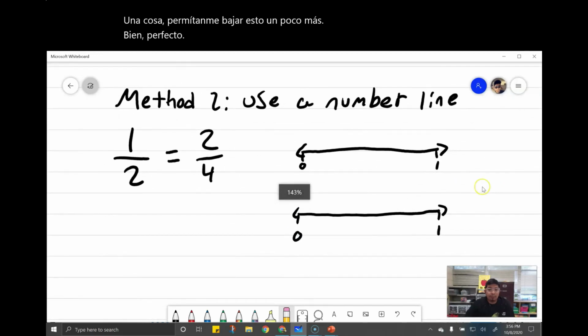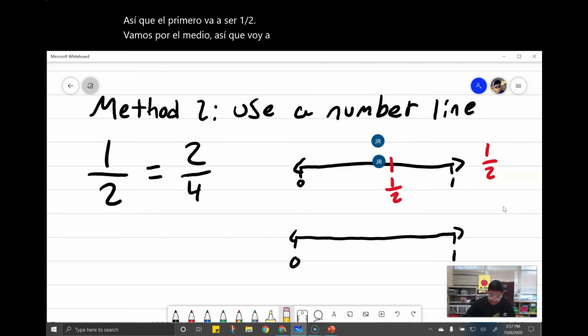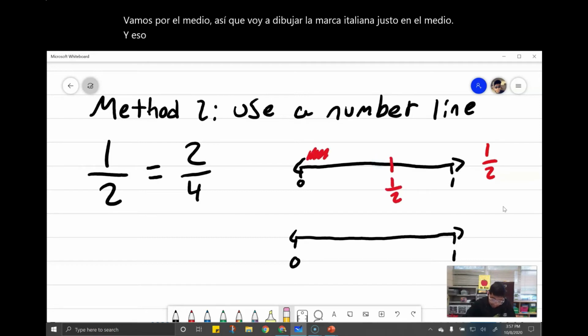And now we're gonna see if the fractions are equivalent on our number lines, okay? So the first one is going to be a half. I know that's down the middle, so I'm gonna draw a tally mark right in the middle, and that's a half. And I'm going to shade this first part.